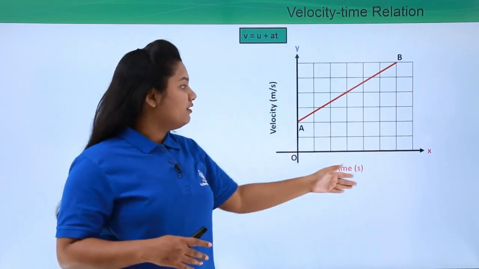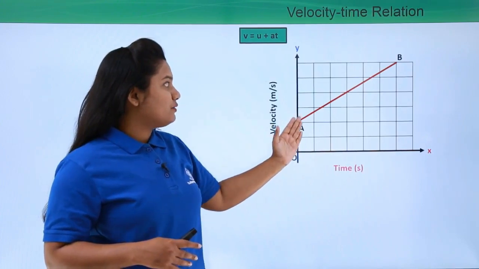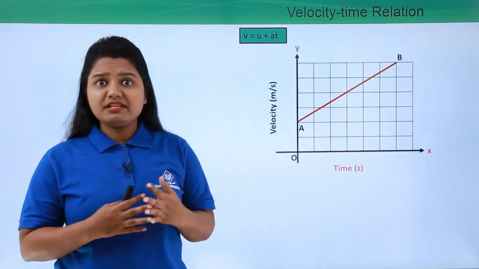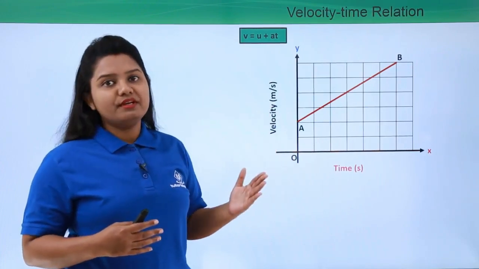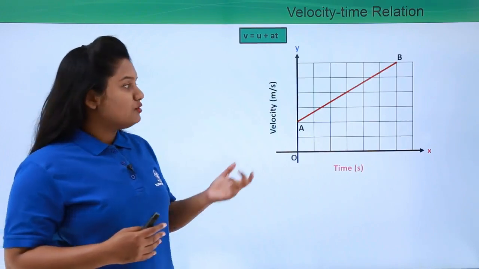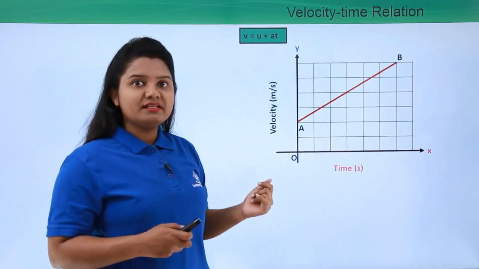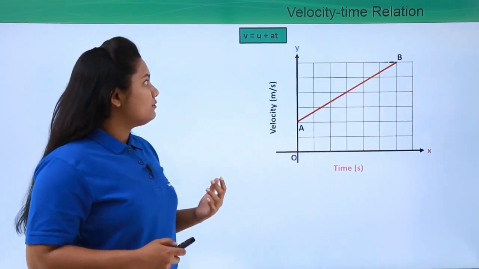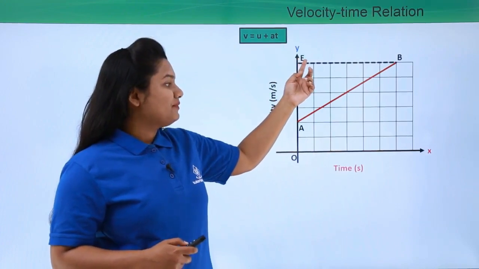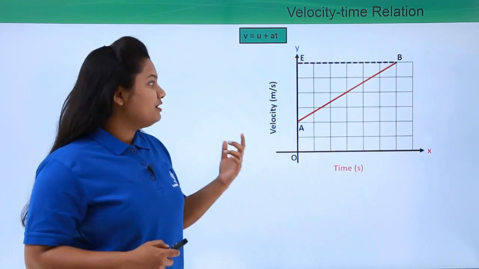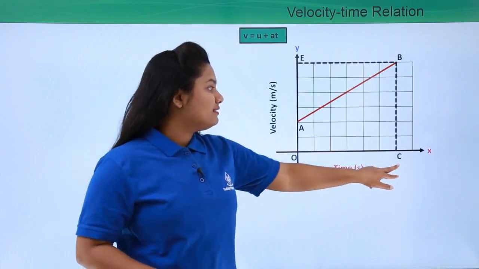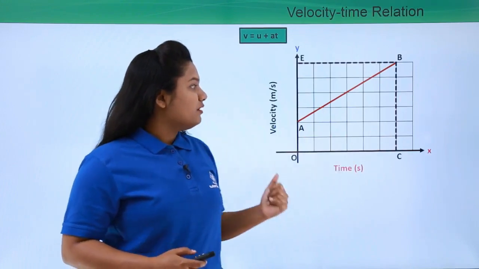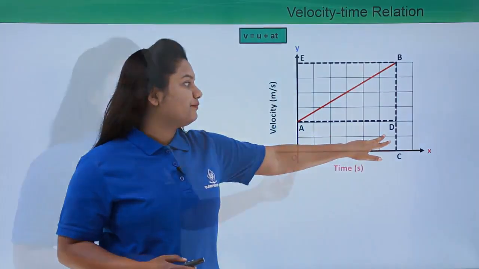So here I have a velocity time graph which is a straight line AB. Now this velocity time graph gives us an impression that the body is moving with a uniform acceleration. So our first step towards deriving this relation would be to draw two perpendicular lines from point B, one towards the y-axis which touches the y-axis at E, and the second one towards the x-axis which touches the x-axis at point C. We will be drawing one more perpendicular line from point A to BC which touches BC at point D.